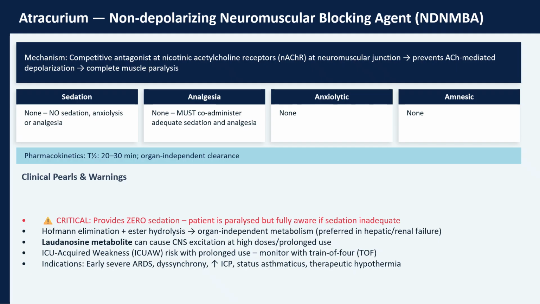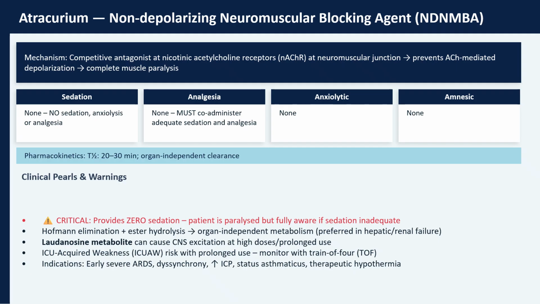Because many of the times when you are using neuromuscular blocker, nurses think that it is sedation. So sometimes according to them it is the best sedative agent. Give a shot of atracurium, patient won't be moving. So this is something which people have to understand.